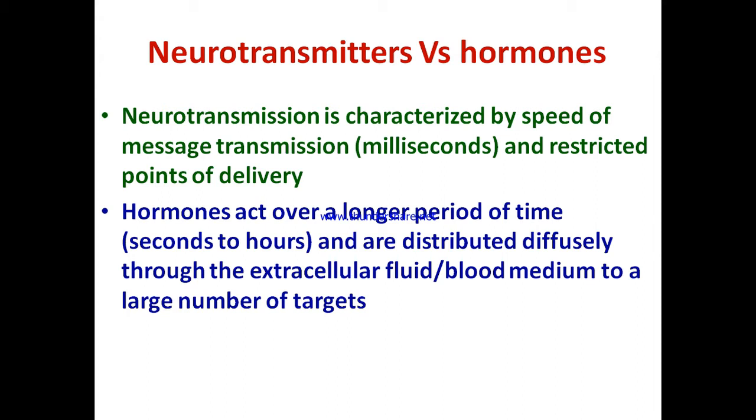So if they are released into the extracellular fluid, it will reach all the cells around. Or if it is going through the blood, it will reach throughout the body in a diffuse fashion because it gets diluted in the blood or in the intercellular fluid. So that is how hormones and neurotransmitters act. Neurotransmitters are fast and have discrete targets, whereas hormone action is slower. They can act for a longer period of time and they get distributed diffusely to different targets.